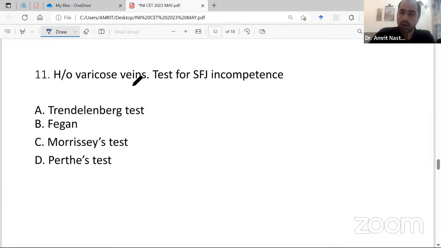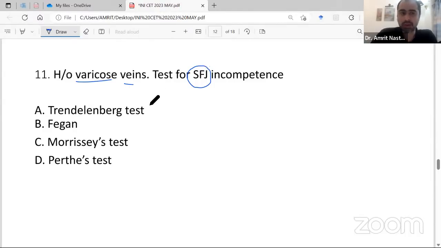Okay. This is a more final MBBS type of a question. So they had given some scenario of varicose veins. And had they asked test for varicose veins or only test for SFJ incompetence? Because the answers will change. All right. So was it SFJ incompetence test or was it test for varicose veins? Because both answers are going to be different.